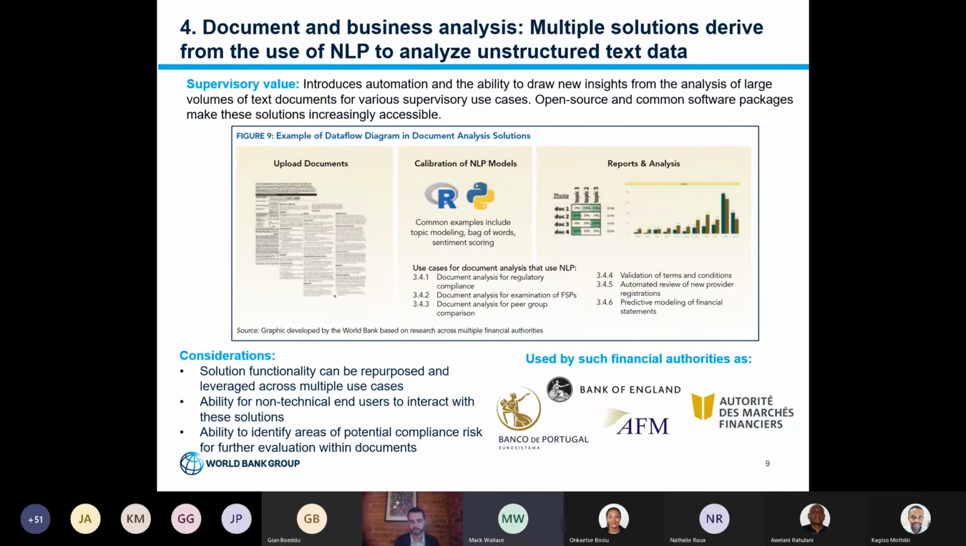The last example here, which I'll introduce, relates to document and business analysis. So many of the Suptech solutions that fall into this category focus on the analysis of unstructured text using applications of NLP. And NLP refers broadly to the ability of computers and algorithms to analyze text and speech data. This includes the ability to infer topics in text, classify and categorize documents, and measure other text characteristics such as sentiment and topical labeling as well.